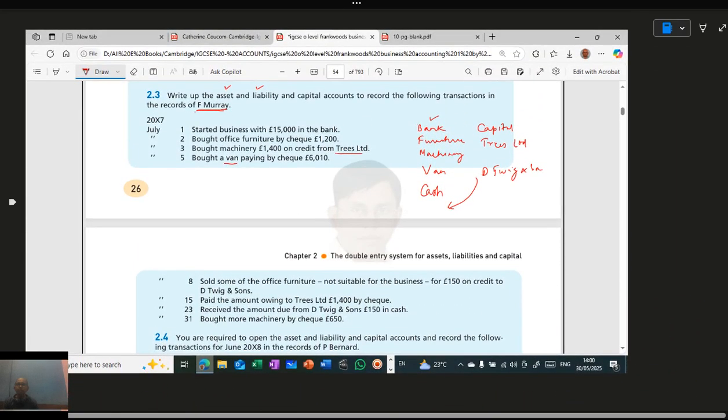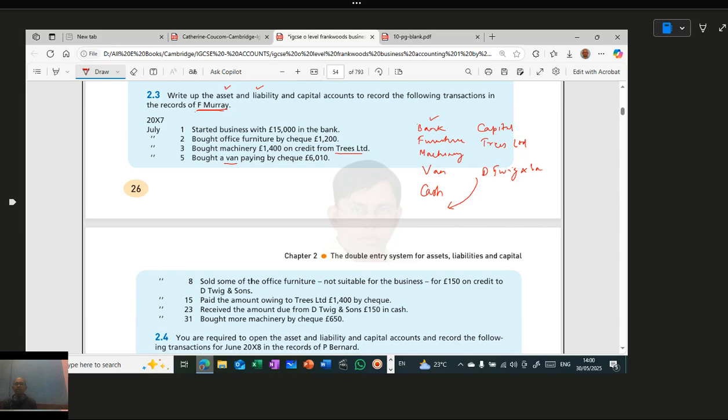Then, sold some of the office furniture not suitable for the business for 150 on credit to D Twig and Sons. So what is happening? Furniture is going out, but we are giving it to some other person on credit. He will give us the money back someday, so he is a customer. So office furniture will be credited. Why? Office furniture is coming down, because we are selling it.